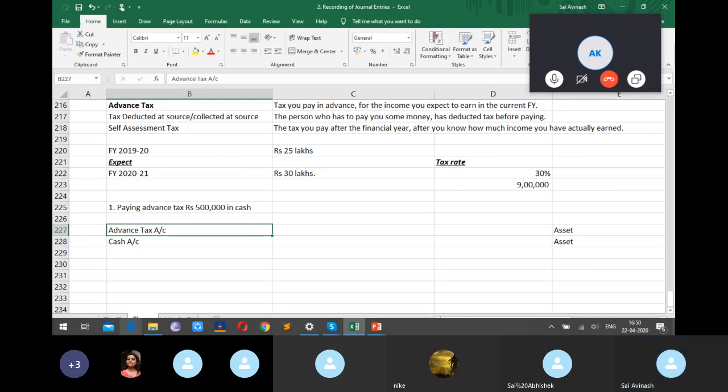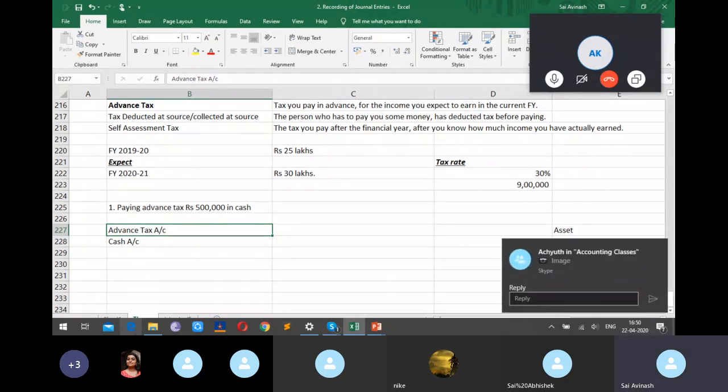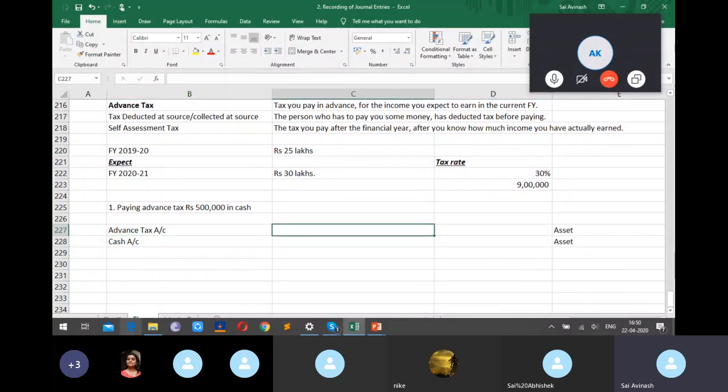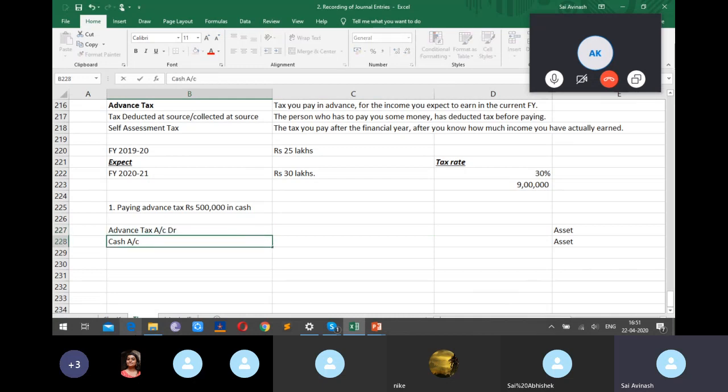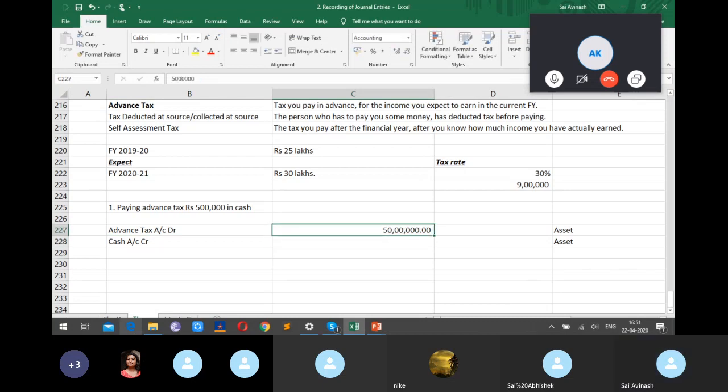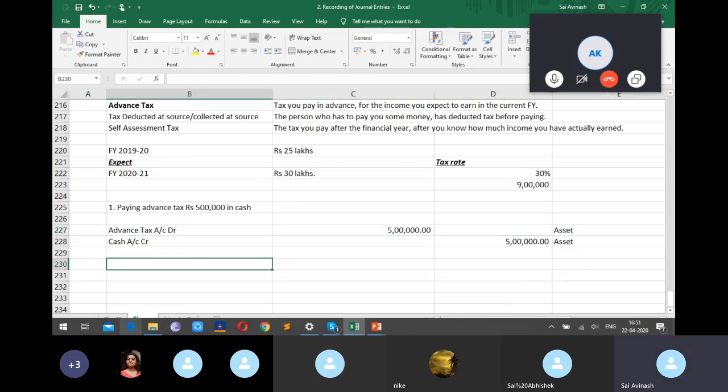As of now, I have to pay the government 9 lakhs and I have paid the government 5 lakhs. So 5 lakhs worth of my money is with the government. That's the way you look at it. Don't get too confused. Just go along with what I'm saying. Pay attention, and what you need to know, you will eventually know. So you go ahead and debit here and credit here, and let's say it's 5 lakhs debit and 5 lakhs credit. That is how to understand advance tax.